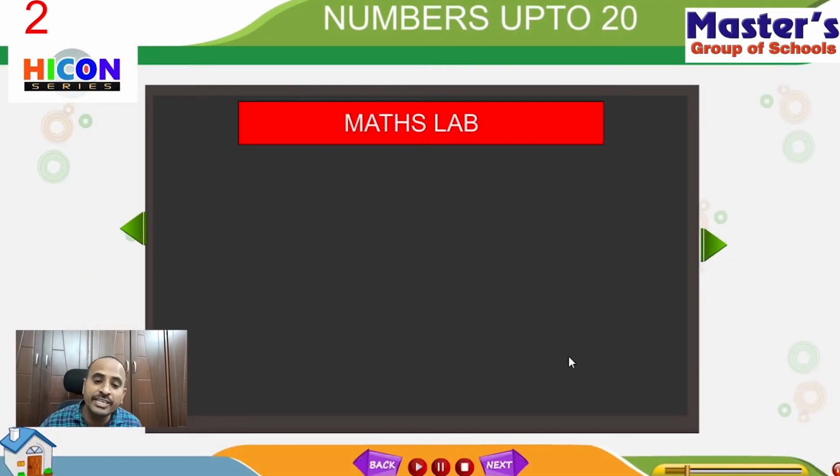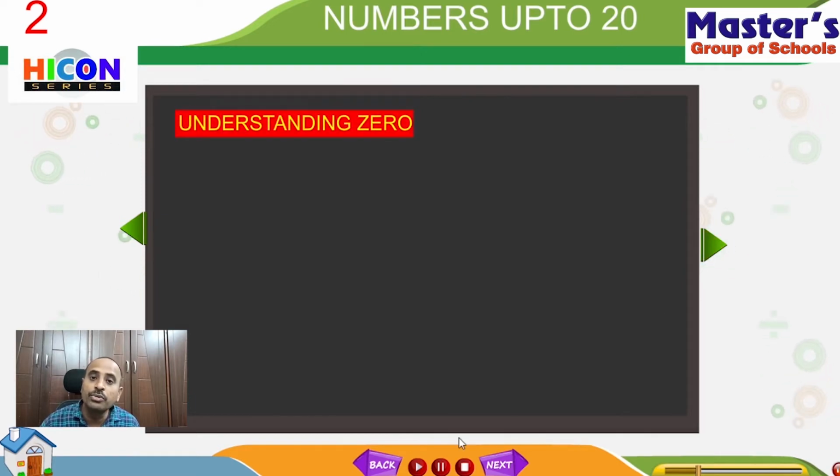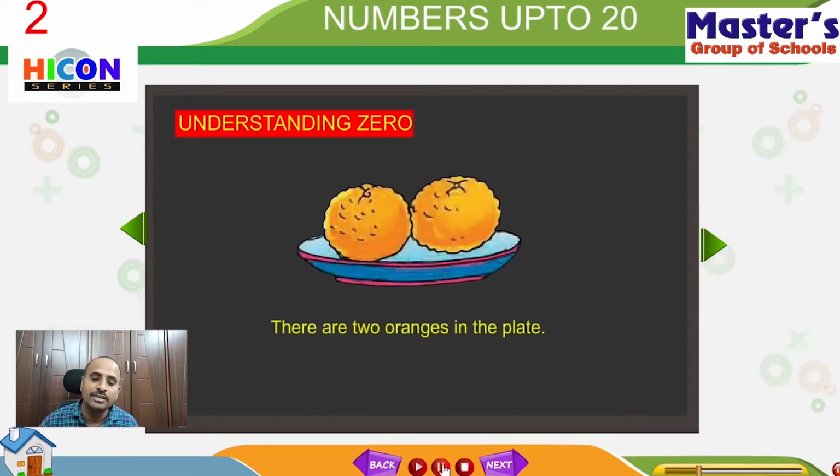So, understanding 0. There are 2 oranges in the plate, children. See the picture. In the picture we are observing 2 oranges in the plate. So how many oranges are there? A total of 2 oranges are there in the plate.